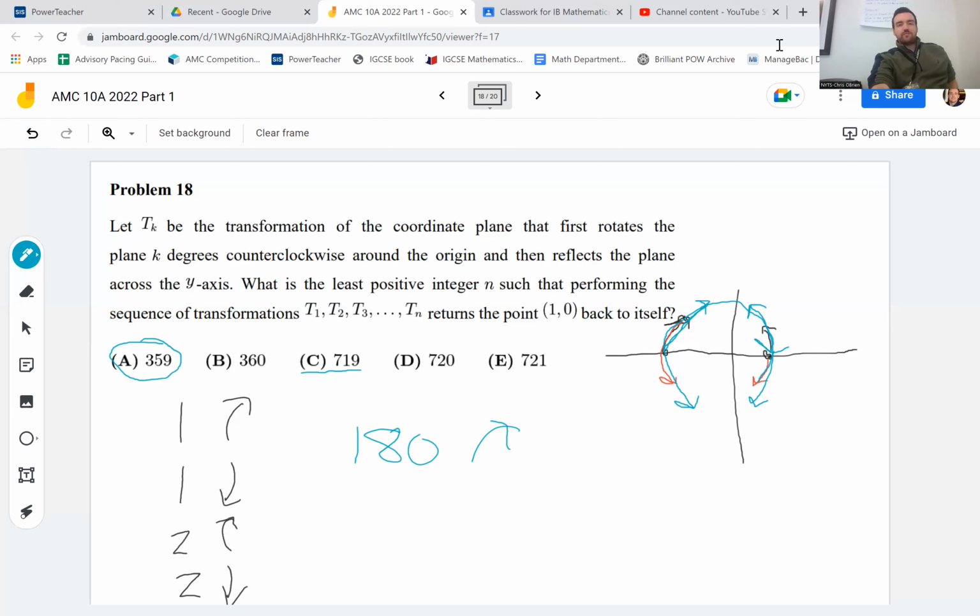So this is a tricky problem just to understand it, but actually mathematically, it's not really that hard of a problem. It's just trying to understand what exactly it's asking you.